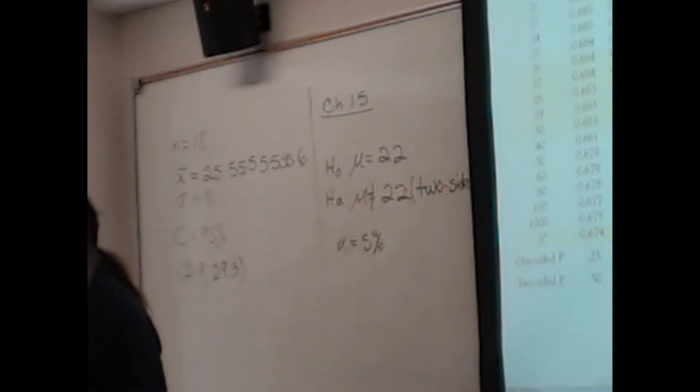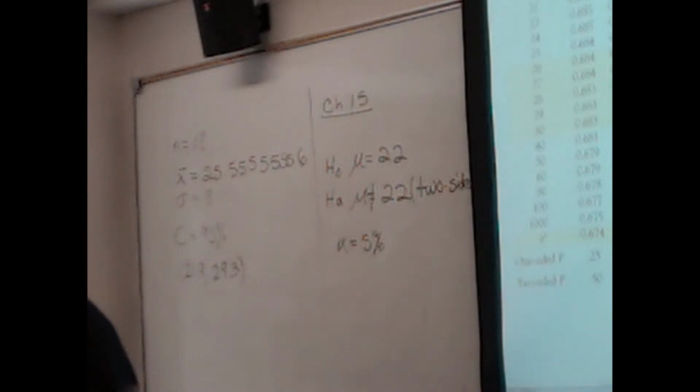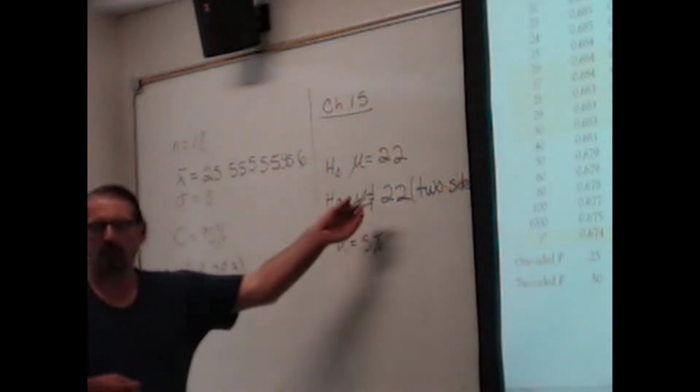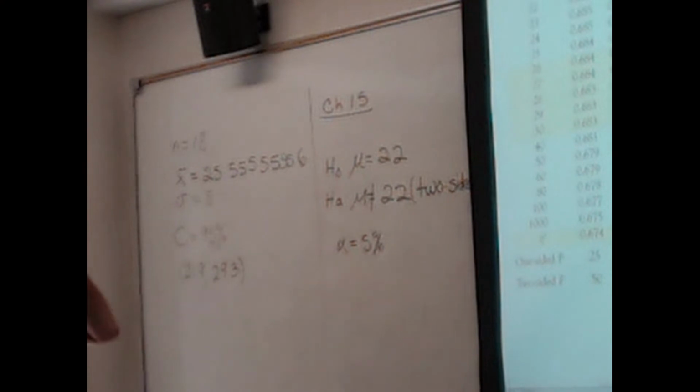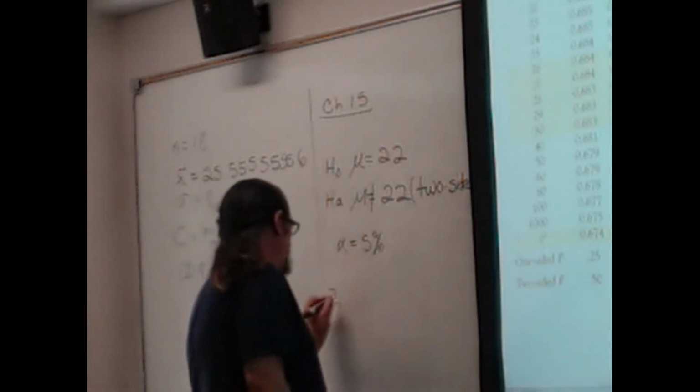Let's use the same level of alpha, 5%. We need 5% or less to say that, if that's our probability, then we would reject, and we would think that it would be different from 22. Okay, so if we're doing it the long way, we have to calculate Z.